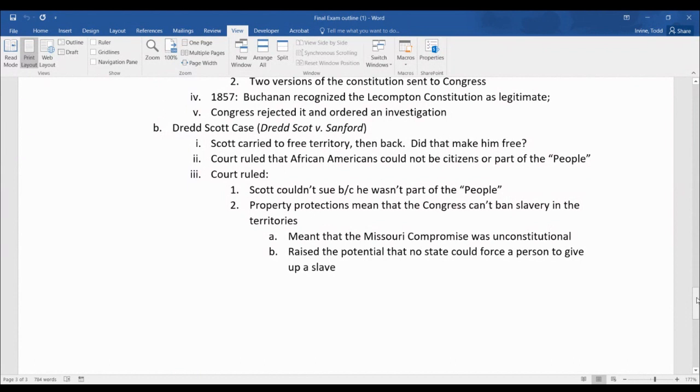This is not undone until after the Civil War. When you get to your chapter on Reconstruction, if you haven't already, the 13th Amendment does not undo this decision. That abolishes slavery, so it undoes part of it. However, the ruling that people of African descent could not become citizens was not undone until the 14th Amendment was passed.